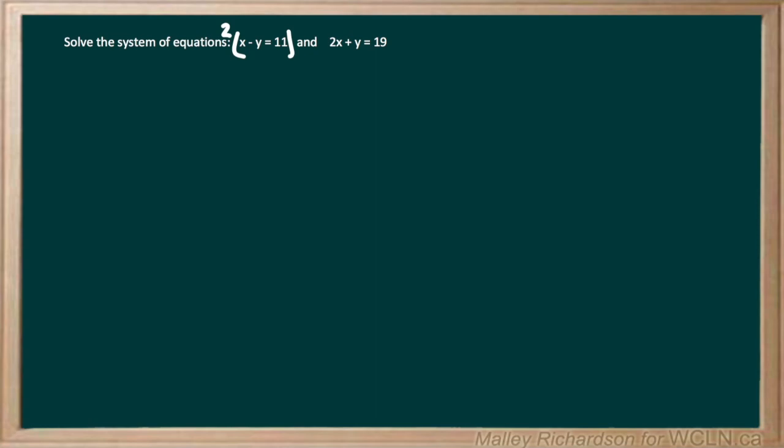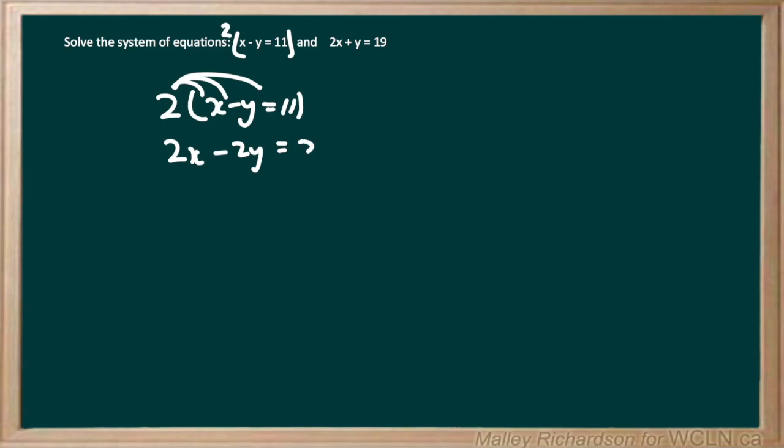So let's start by multiplying our first equation by 2. Then we're going to use our distribution laws and multiply the 2 by everything inside the bracket. 2 times x is 2x, 2 times -y is -2y, and then 2 times 11 is 22. And we keep our second equation the same. So we have 2x plus y equals 19.